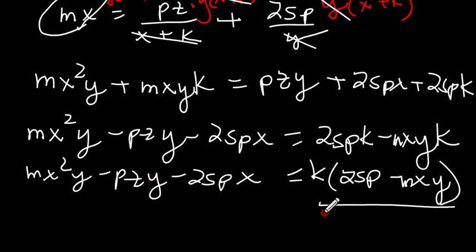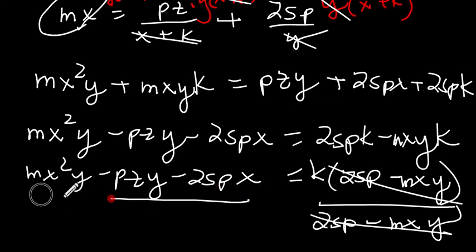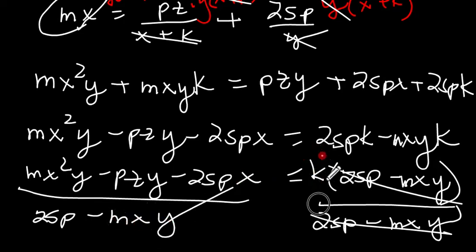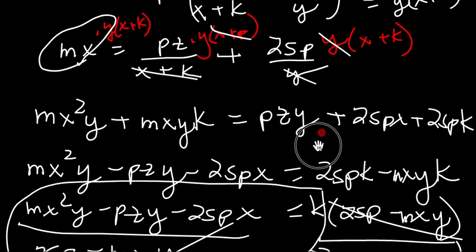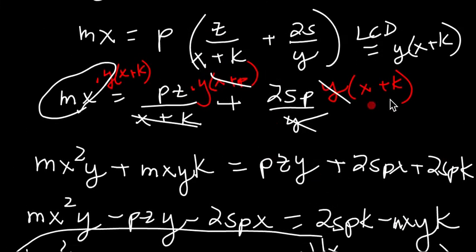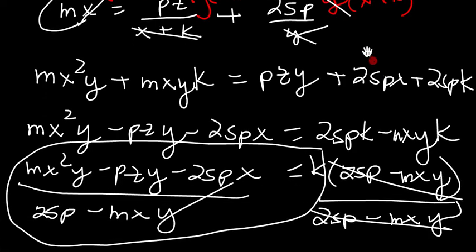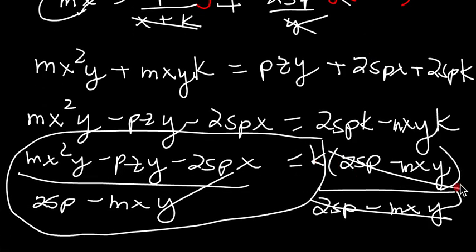And divide both sides by 2sp minus mxy, so they cross out, right? And our final answer is 2sp minus mxy equals k. And that's your answer. So the steps for these would be to get rid of your parentheses by distributing, multiply everything by the common denominator, get all the variable that you're looking for on one side, factor out the variable you're looking for, and then divide by what's left after you factor it out.